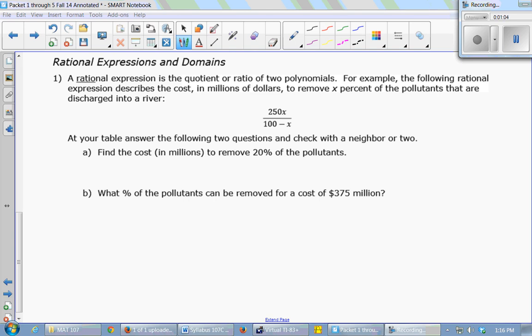62.5? Okay, so I have to put in 20 for X because X represents the percent of pollutants. So I'm going to do 250 times 20 over 100 minus 20, which is 5,000 divided by 80, which is 62.5. And this tells us in millions of dollars, right? So this is $62.5 million.